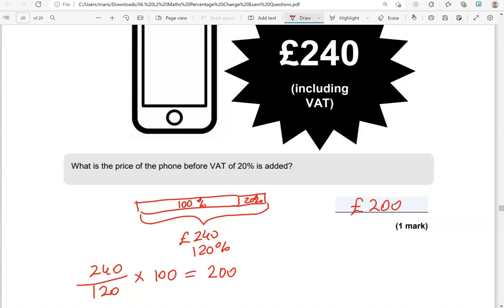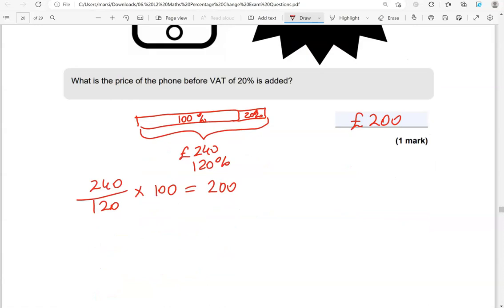And to double check, what is 10% of 200? That is 20. So 20% will be 40, £40, and the £200, that makes 240.